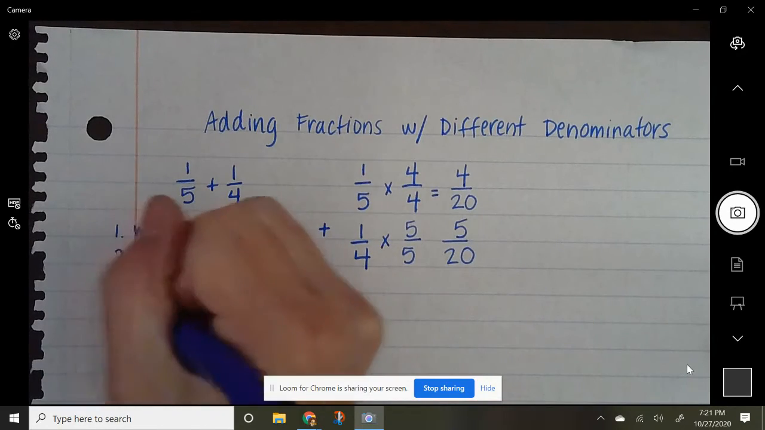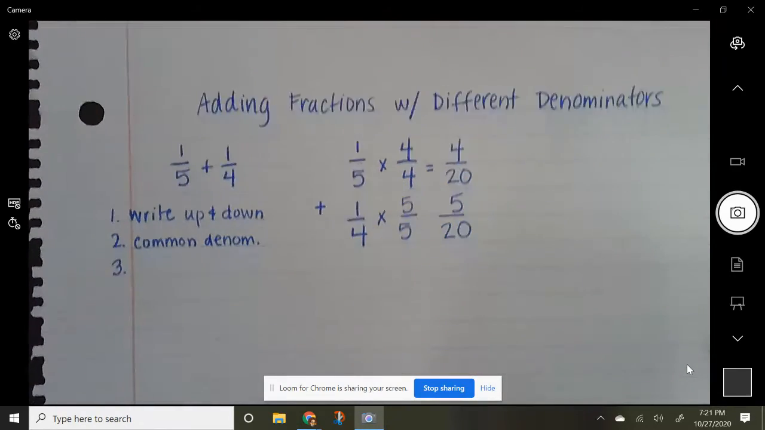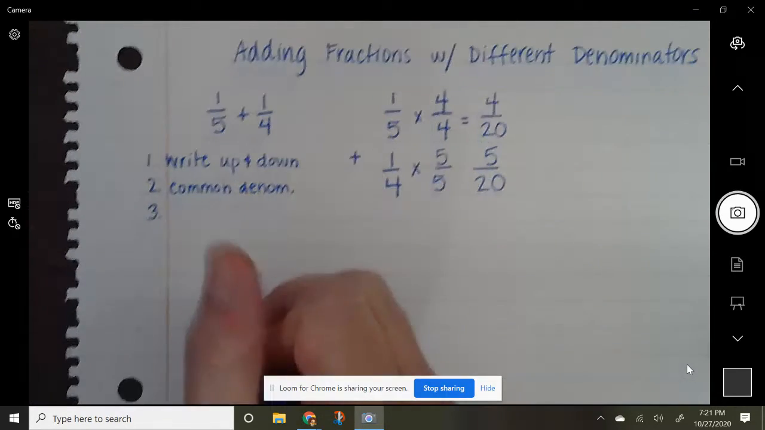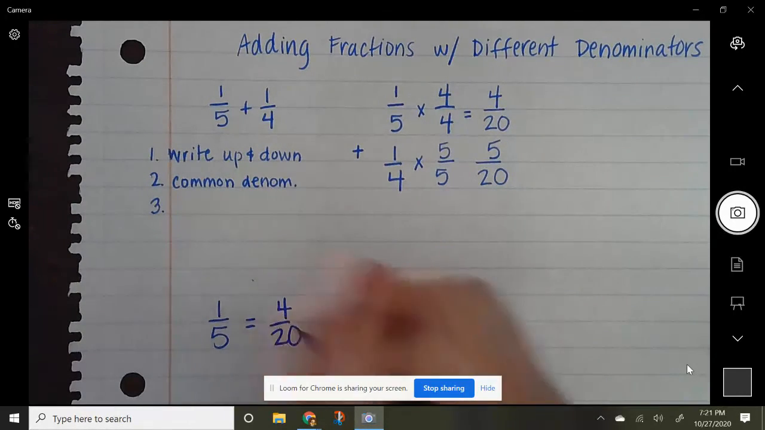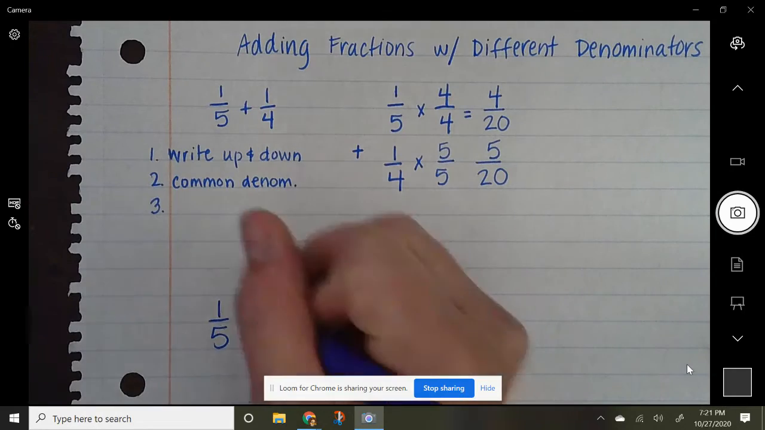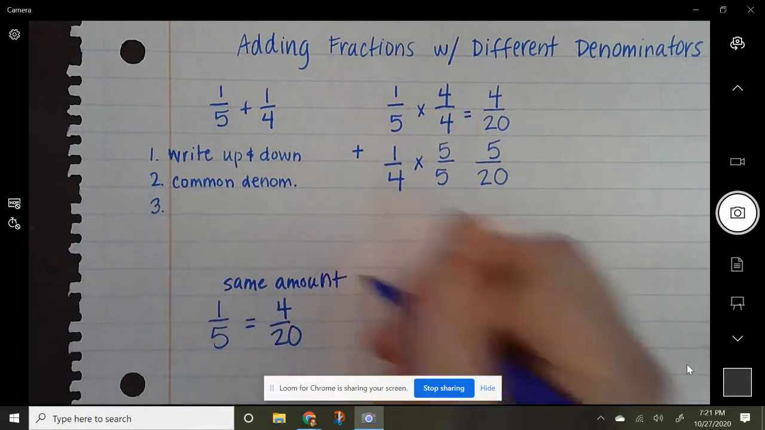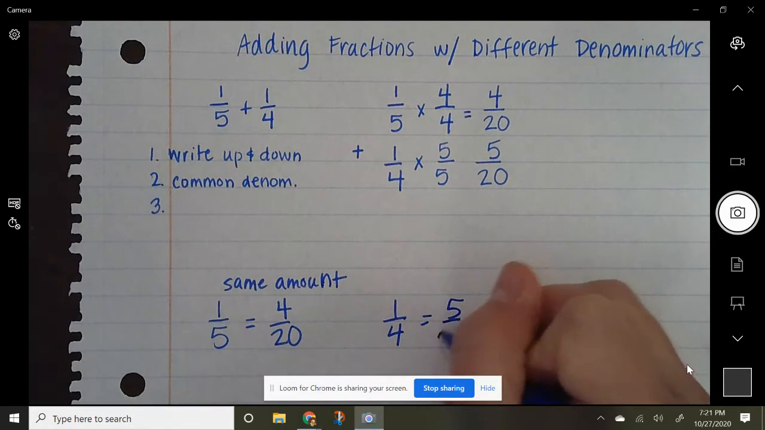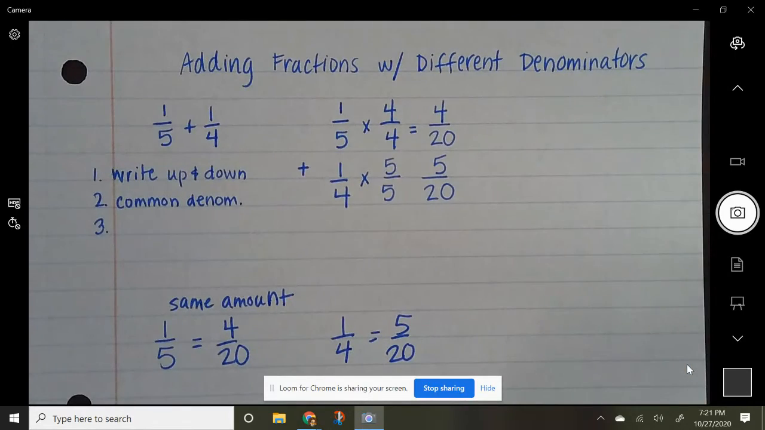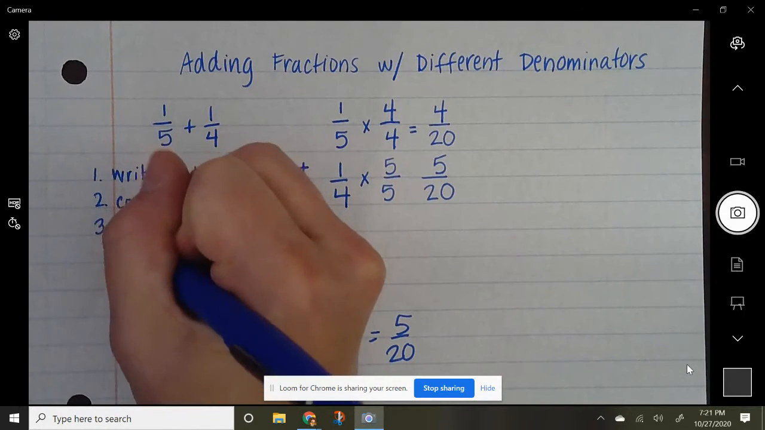Then I made equivalent fractions. What that means is 1/5 is actually the exact same as 4/20. It's the exact same amount. The same with 1/4. 1/4 is the same amount as 5/20. These are the same amount. Okay, so I made equivalent fractions.